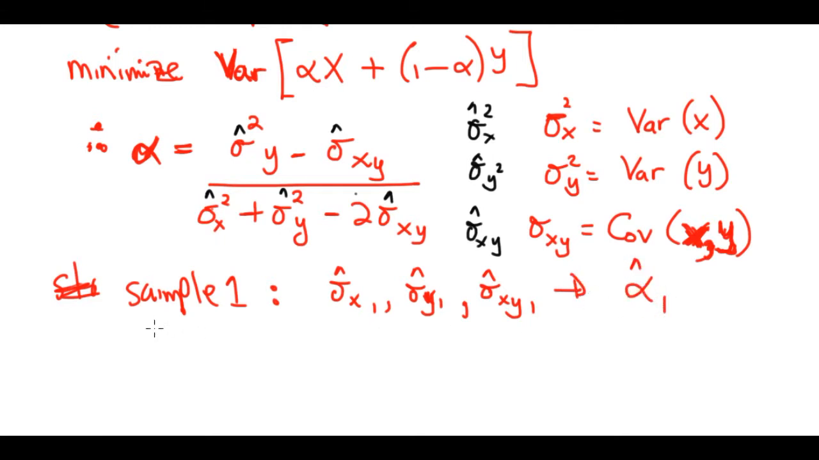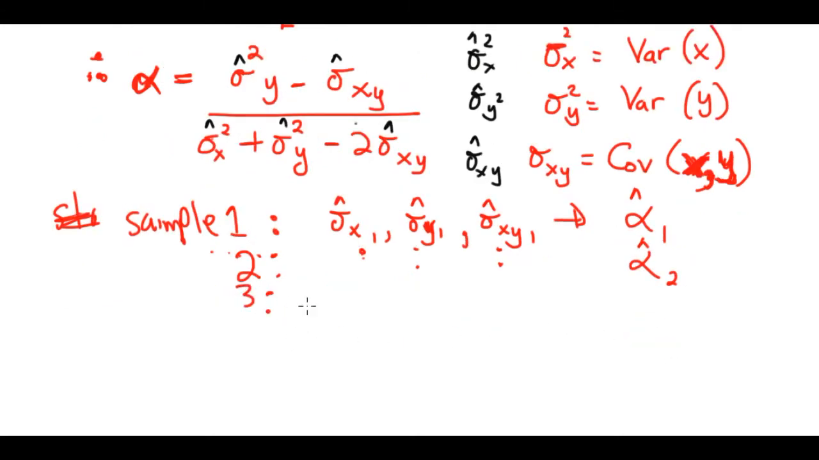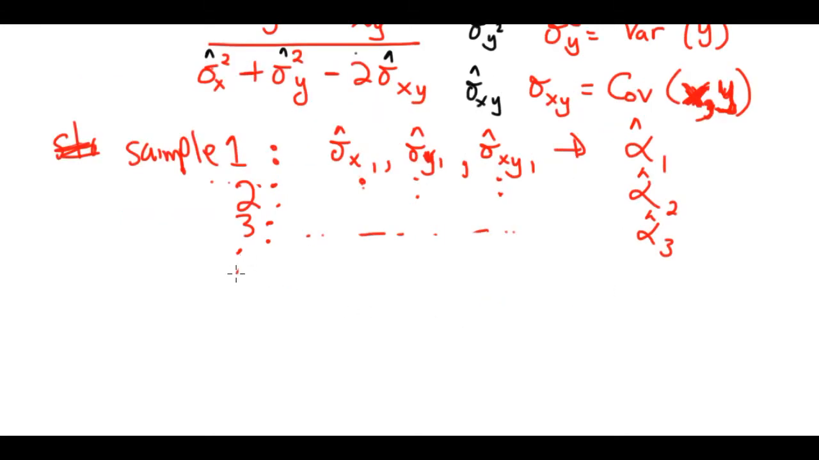And then we take another sample, sample number 2. That leads to the second estimates, and then we get our alpha 2. We take a third sample and estimate again, and then we get alpha 3, all the way up to, let's say, n. N could be equal to 1000. We can repeat this process 1000 times and we get our alpha 1000.